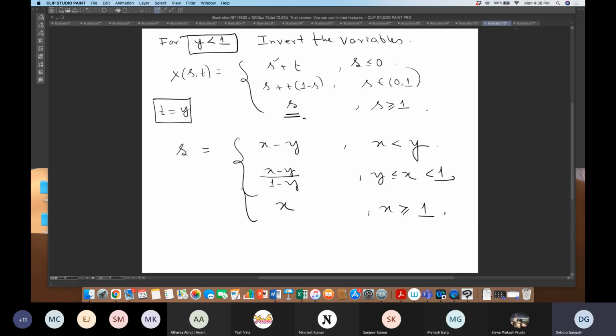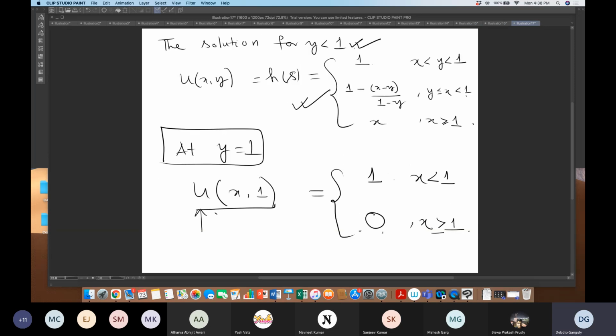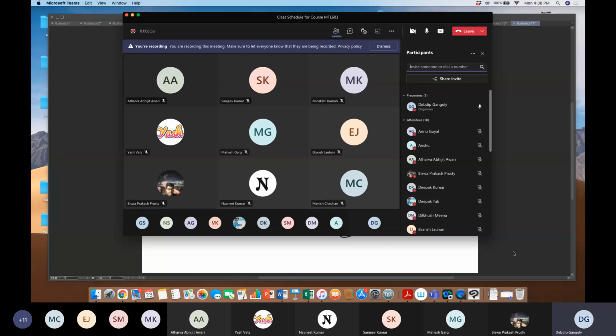This is the phenomenon with which we started the problem, that if H is non-decreasing, then it might have a problem.